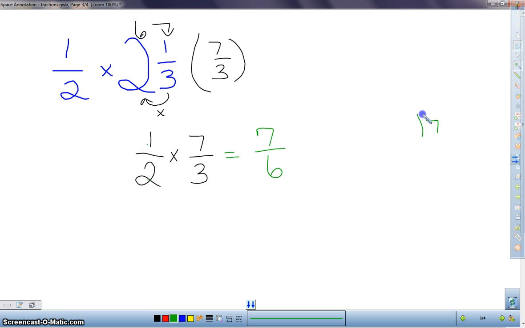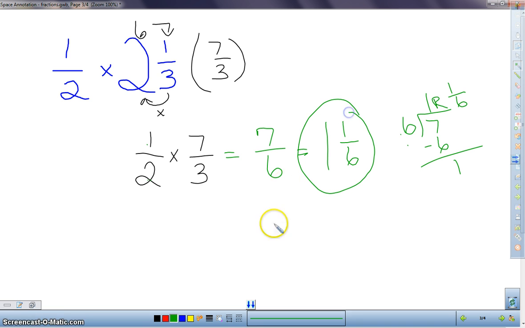So in order to change that into a mixed number, I need to ask myself, how many times does 6 go into 7? 6 goes into 7 once with a remainder of 1/6. Okay, so 6 goes into 7 once with a remainder of 1/6. And that is my solution. So no need for common denominators.